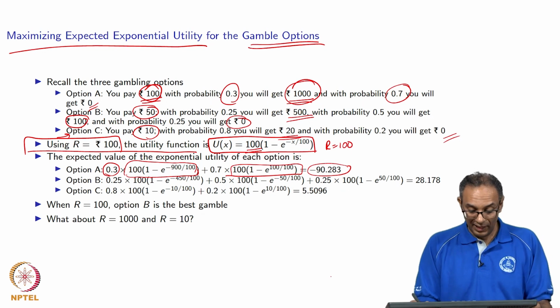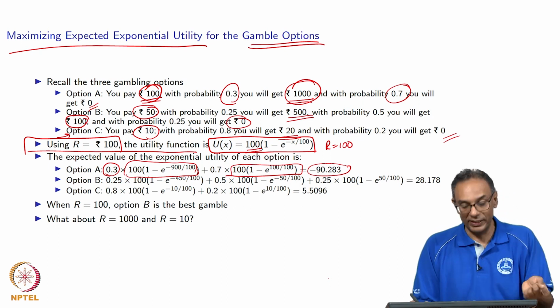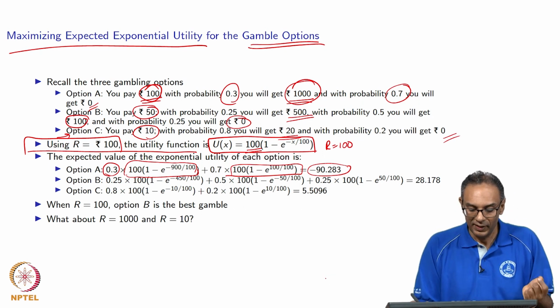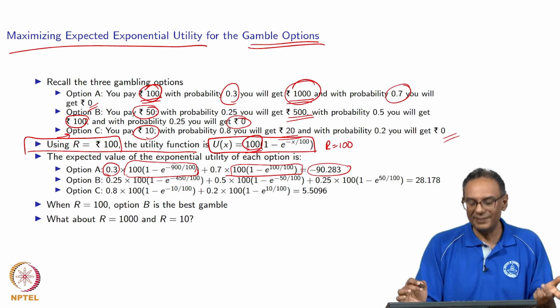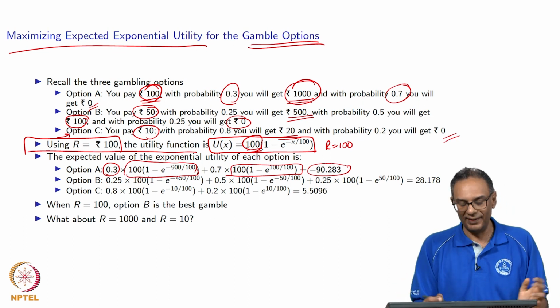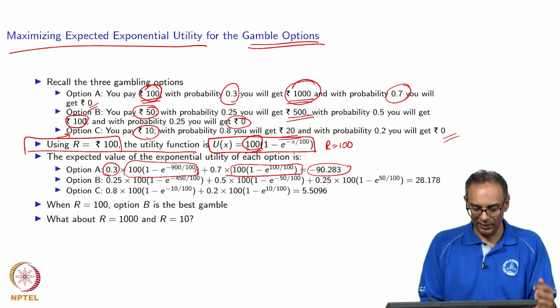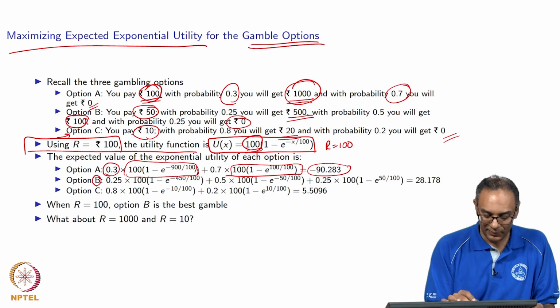I'm sorry, it's not rupees, it's units. The utility function is not really in rupees, although because we multiplied by 100 here, in this case it is still rupees. However, if you don't have the R in there, then it is just another dimensionless quantity. Now, for the second option, we do the same thing.